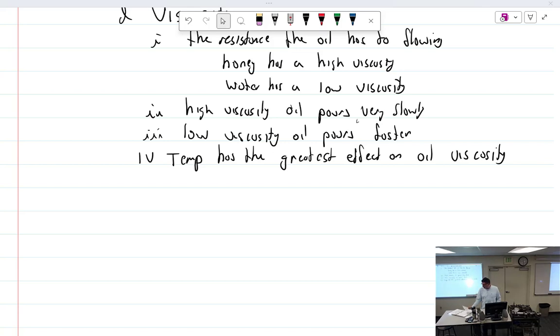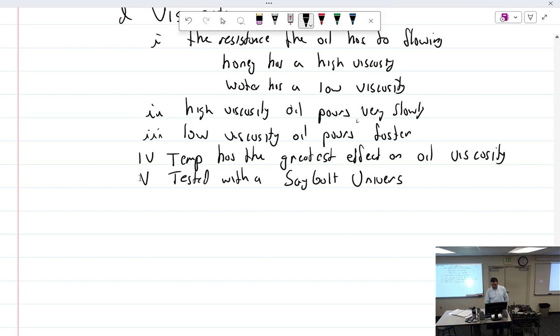Okay, talking about viscosity. So continuing, viscosity. How do we figure out viscosity? It is tested with a Saybolt, S-A-Y-B-O-L-T, Saybolt Universal Viscometer, V-I-S-C-O-S-I-M-E-T-E-R. I guess that would be SUV for short. I just thought of that.